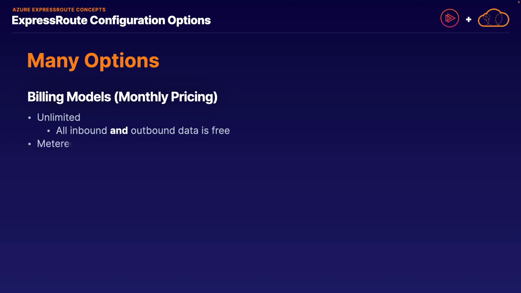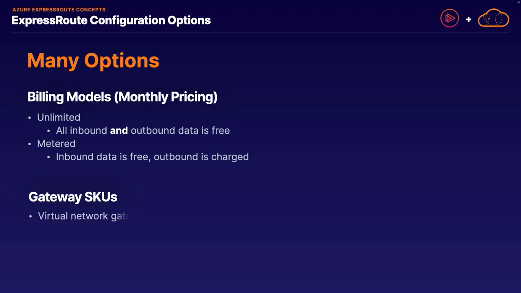And the other one is metered, in which inbound data is free, however, outbound or egress data is charged. This is more in line with your typical Azure data pricing, in which inbound data is free and outbound data is charged as well. Our next configuration option, which we're going to break down in more detail in the next slide, is that of our network gateway SKUs. These are the ExpressRoute virtual network gateways that are directly attached to our virtual network. Again, more on that one in the next slide, but be aware of it now.